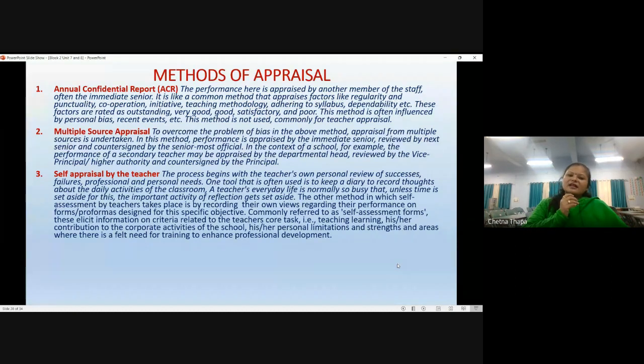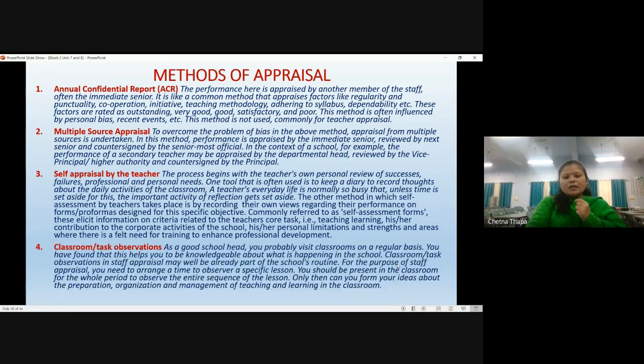The individual can himself fill the form and then give a self-appraisal by the teacher. So these are two ways where the self-appraisal is being done by the teacher. And the fourth one is the classroom or the task observation. As we have discussed earlier also, as a school head, you need to probably visit the classrooms, that too on a regular basis. And you will be able to know what is actually happening in the classroom.